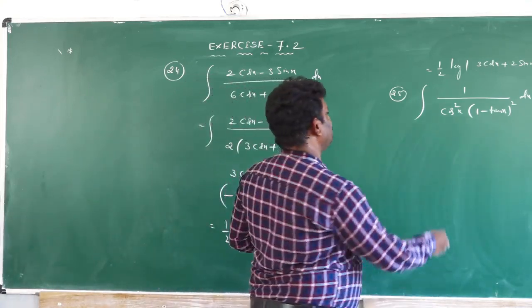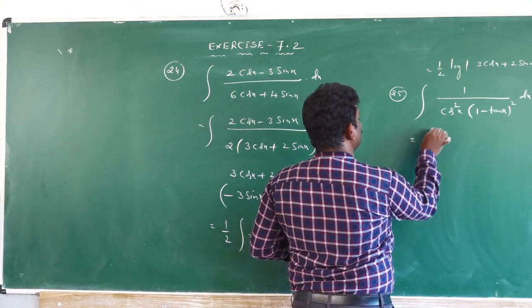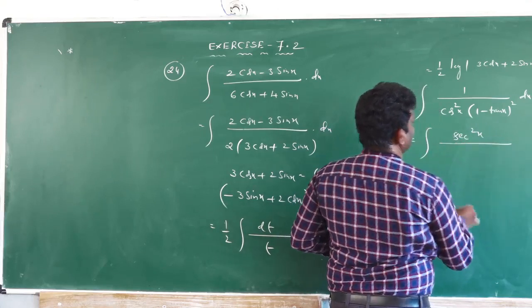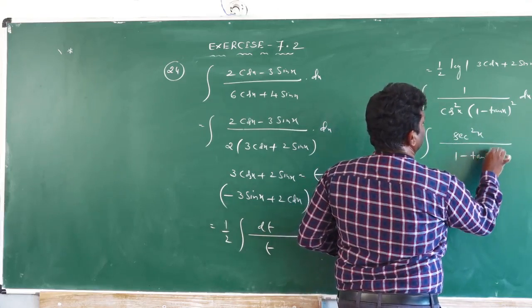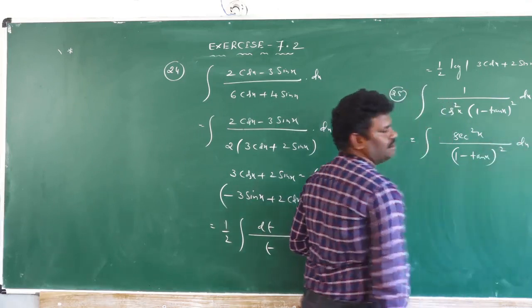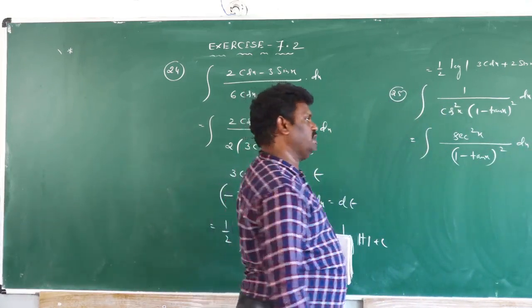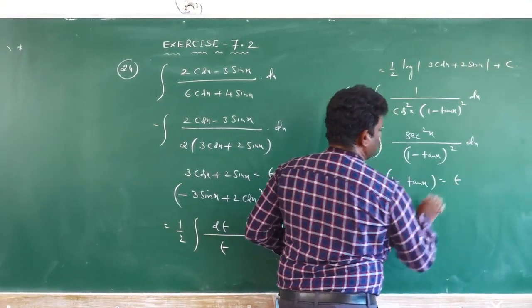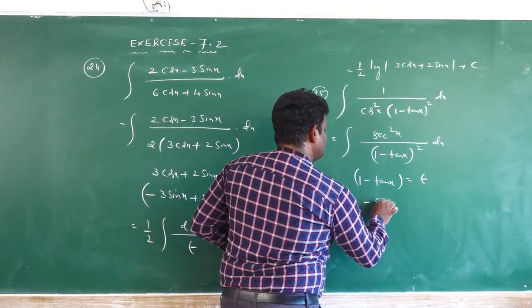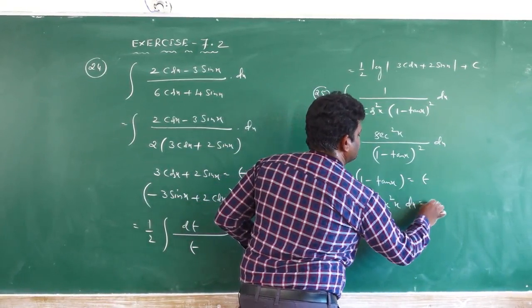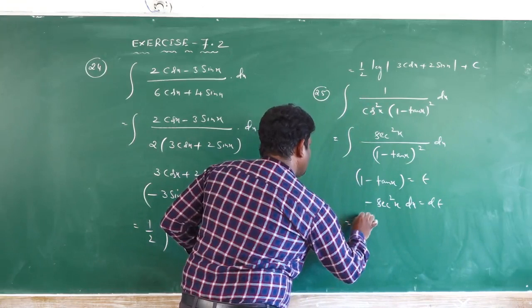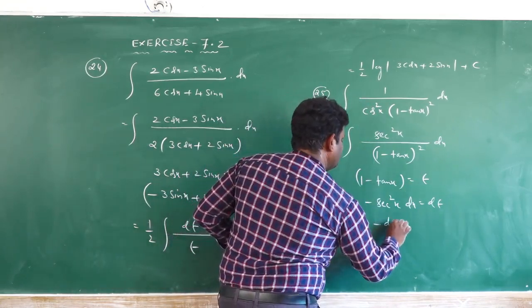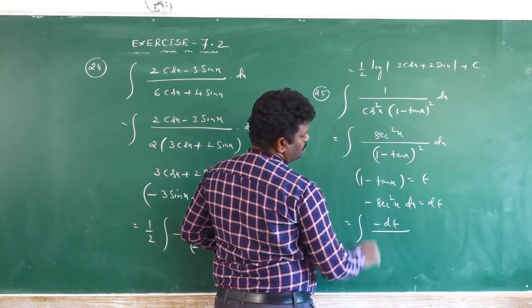So that's why we convert the numerator. What did we do here? Cos square taken out to the numerator, then secant square x divided by 1 minus tan x whole square dx. Now see, the derivative of tan x is secant square x. So 1 minus tan x is equal to t. The derivative of 1 is 0, minus secant square x dx is equal to dt. That is equal to integral, but secant square x dx is equal to minus dt, divided by 1 minus tan x, which is t.